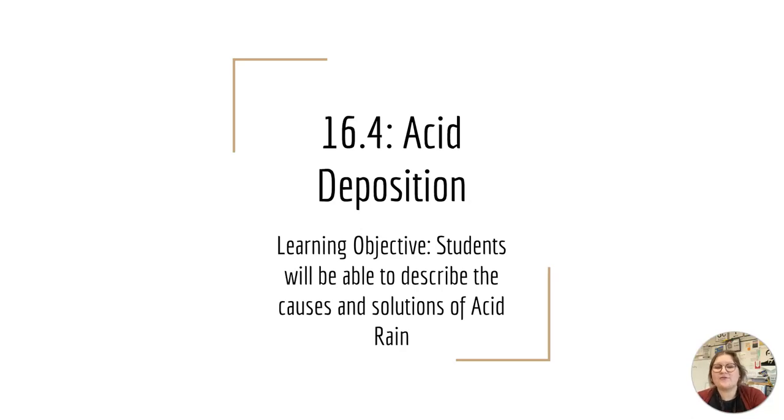All right, welcome to lesson 4 for chapter 16. This is on acid deposition. Learning objective here is that you will be able to describe the causes and solutions of acid rain. So what's making it happen and what can we do about it?